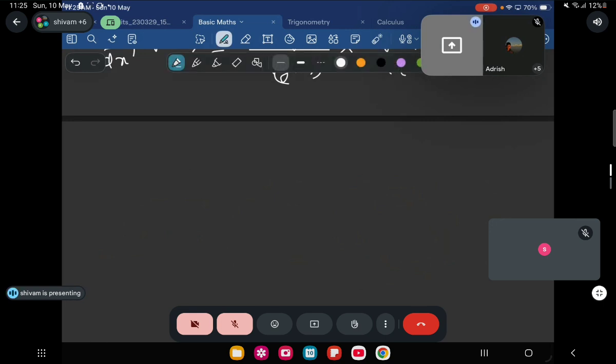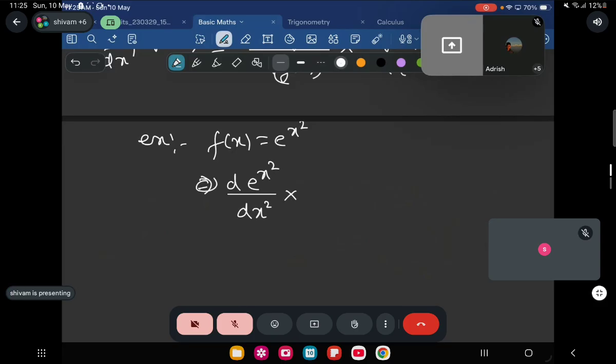Is it clear? For example, f of x equal to e to the power x square. Now see, e to the power x square is not a standard form. The standard form is e to the power x. It's the composite of two functions, e to the power x and x square. So first of all, you differentiate e to the power x square with respect to x square, multiplied by f dash x, then differentiate x square with respect to x. Why? Because e to the power x square is a function in x square first.